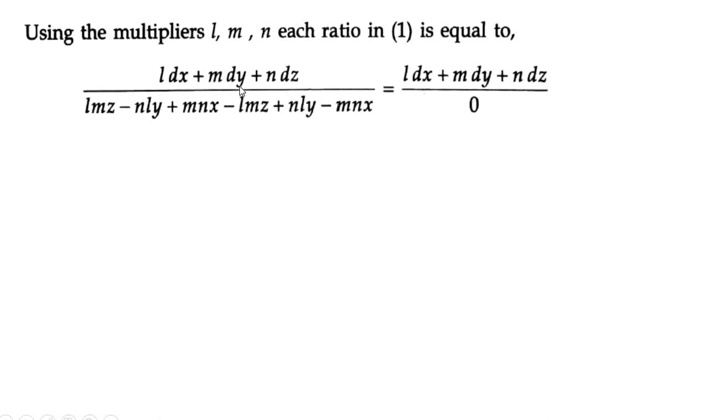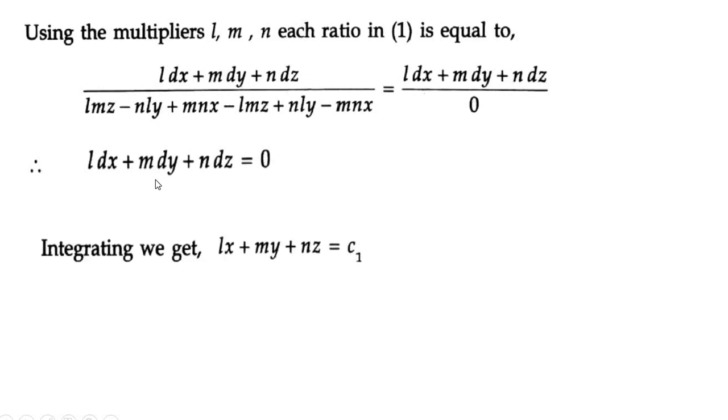So you get L dx plus M dy plus N dz. Similarly, when you multiply the first term with L, second term with M, third term with N, the denominator will be 0, and integrating the numerator, you get Lx plus My plus Nz equal to C1. Okay, so that is your first answer.